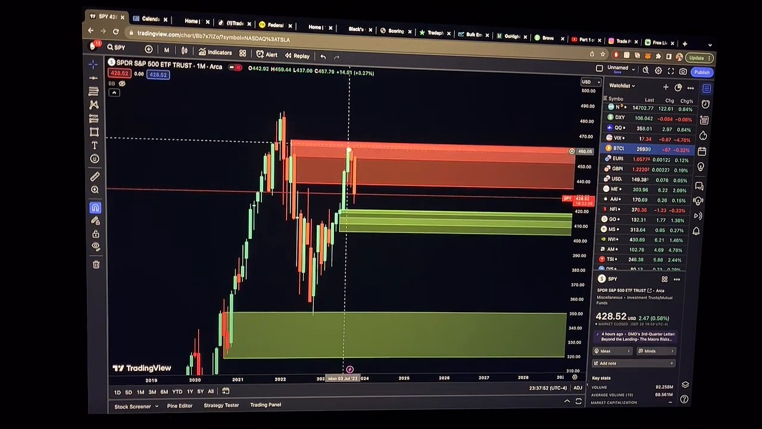And for those of you who took that short with us, you probably love us now, right? If you're still in it. I'm closed out, to be clear. I closed out at the demand zone here on the weekly. It's already delimited because we've broken through, but there was a demand zone right here.